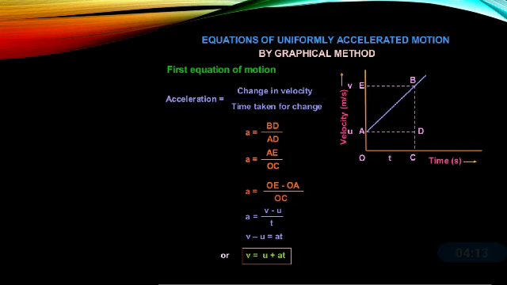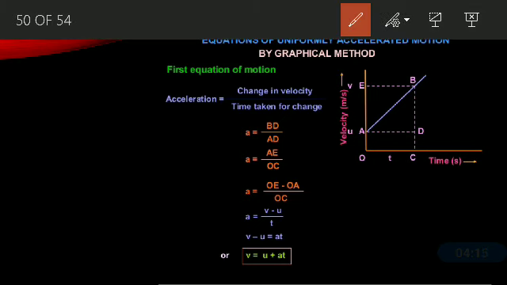So what will be the acceleration? BD upon AD, because BD is velocity and AD is time. Or it can also be equals to AE upon OC. How? Because BD is parallel to AE, so we can replace BD by AE. Similarly AD can be replaced by OC because both of them are parallel and equal. So AE upon OC.